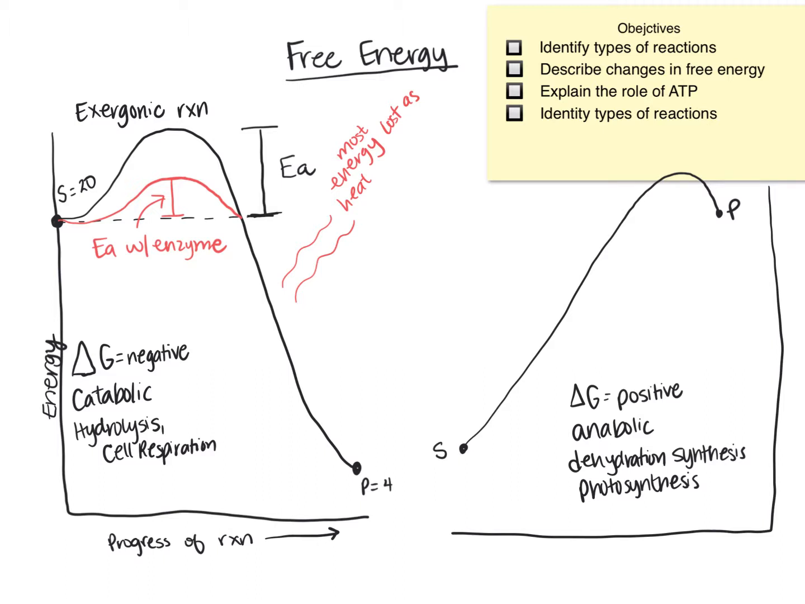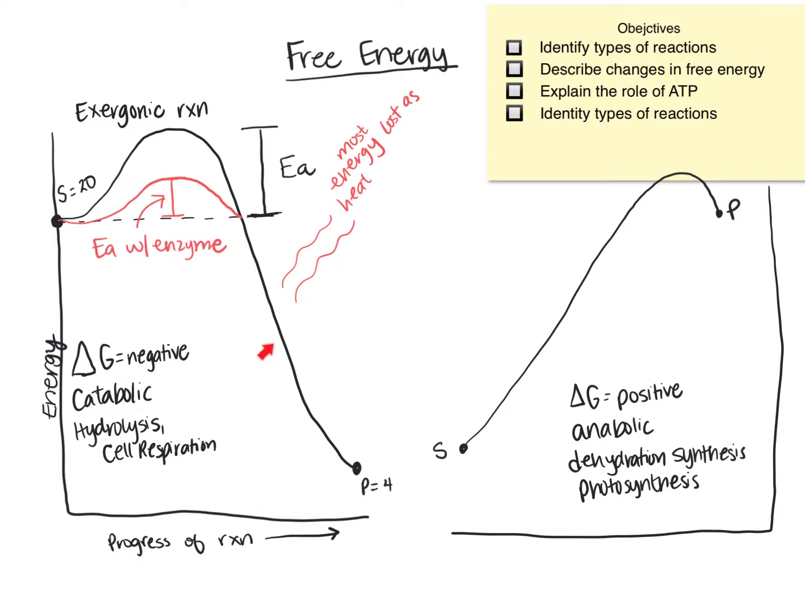Now, the energy transfer between exergonic reactions and endergonic reactions is not direct. So I had mentioned that some of this energy from these exergonic reactions is going to be lost as heat. This is what's known as entropy. But the energy that is useful, that can be input into this large amount of energy that's going to be needed for endergonic reactions, is going to be transferred through a special molecule called ATP. And so ATP is in between these two systems.